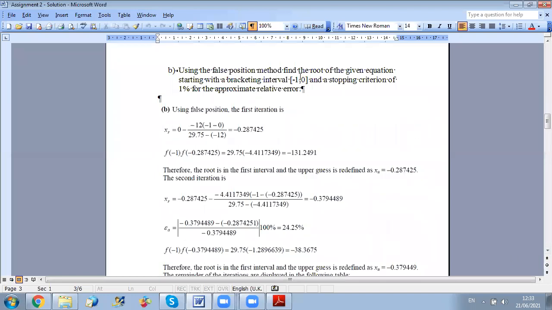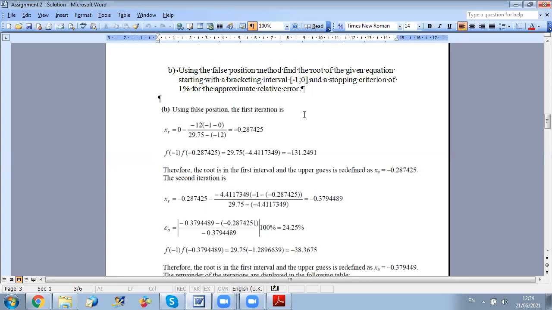Using the false position method, find the root of the given equation, starting with a bracketing interval -1, 0, and the stopping criterion of 1% for the approximate relative error. They are asking for the same problem, using the false position method instead of the bisection method. In such a problem you can compare the behavior of the two techniques, and you can expect the result if you draw the function.